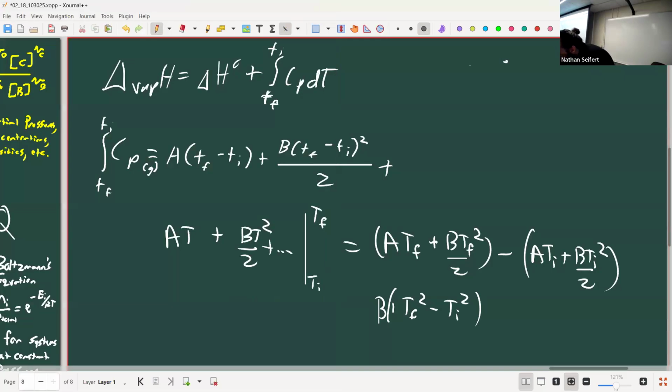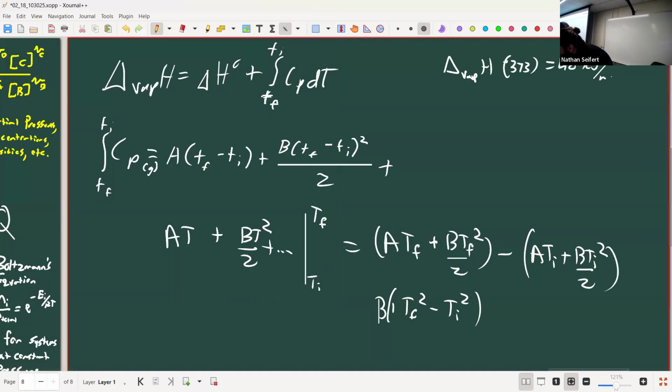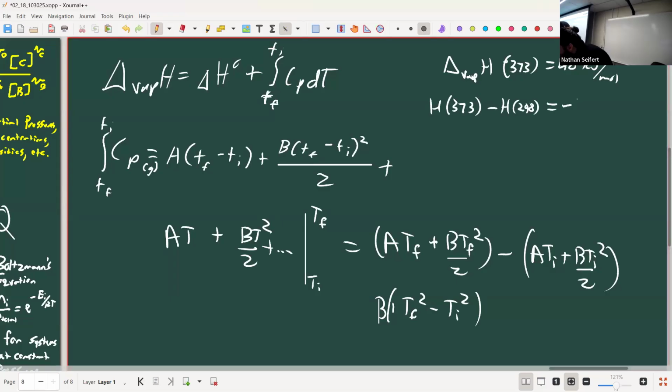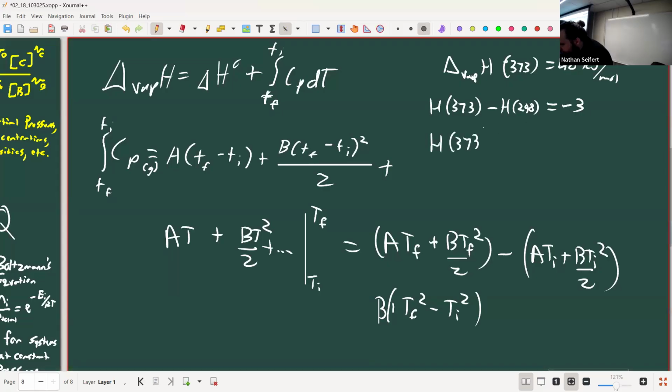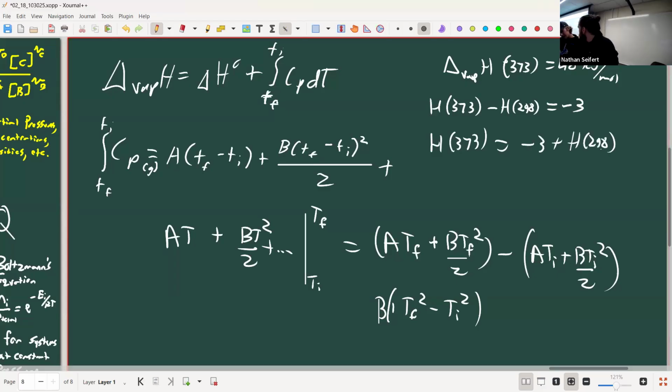So just say for instance that you have that the enthalpy of vaporization at 373 is 40 kilojoules. Right, and you do that formula and you find that H of 373 minus H of 298, which is what that equation gives you, is -3. And so that means that the 298 one is 3 kilojoules per mole higher than that. Because H of 373 is -3 plus H of 298. So you can solve for this.